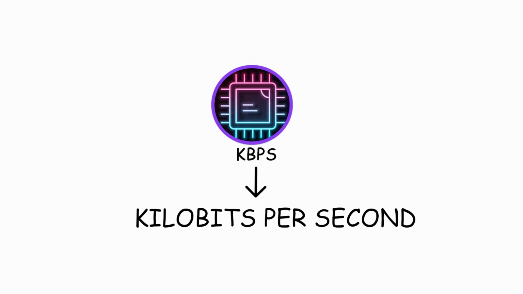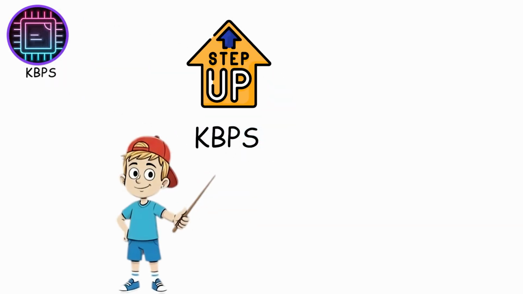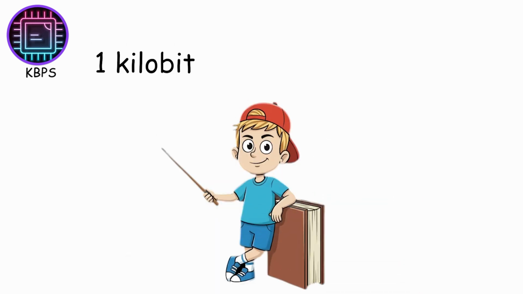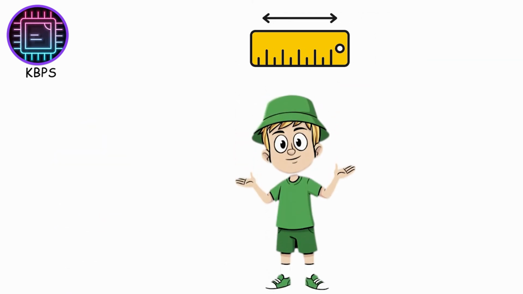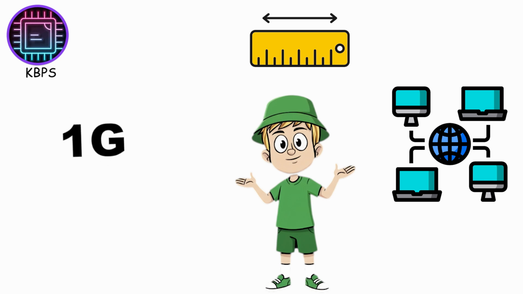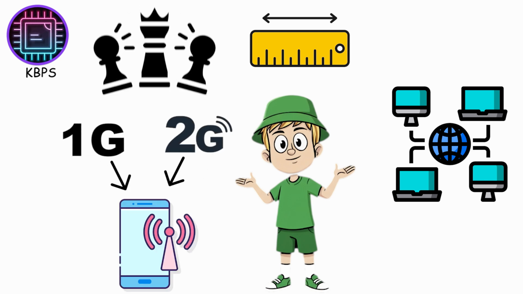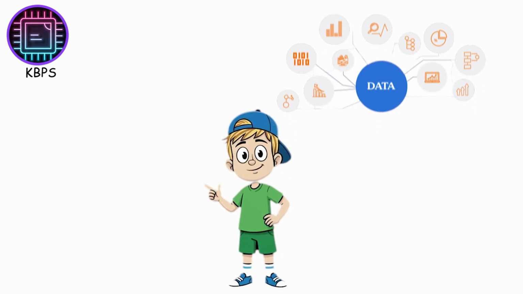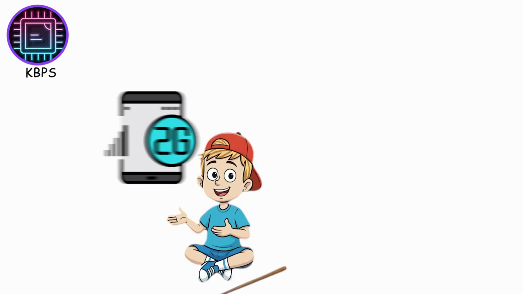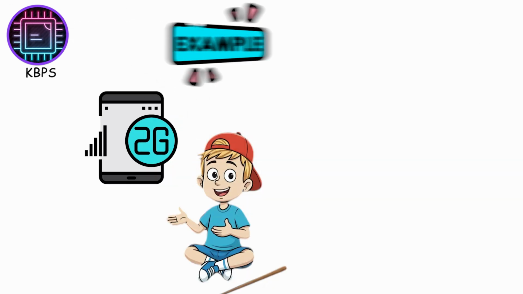Kilobits per second, abbreviated as kbps, represents the next step up in our speed hierarchy. 1 kilobit equals exactly 1,000 bits traveling every second. This measurement defined the early days of internet connectivity. When 1G and 2G mobile networks dominated the landscape, most data moved at speeds measured in kilobits per second. Take 2G edge technology as an example.